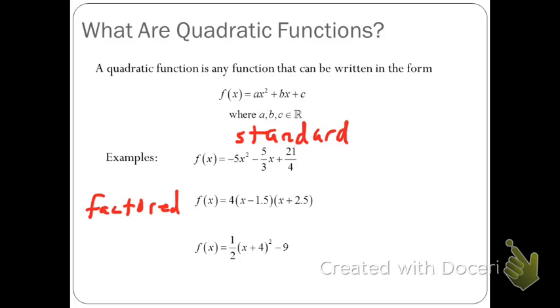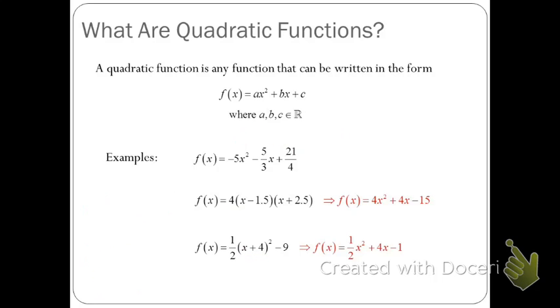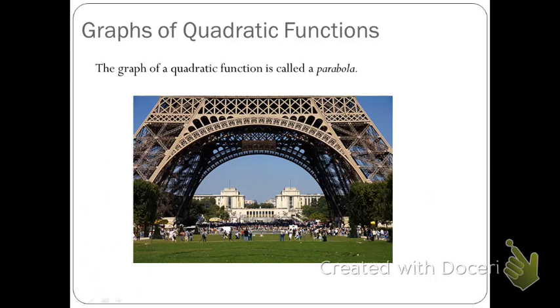And this third equation is also not written in standard form, it's written in turning point form. But even though those factored and turning point forms don't look like the standard form, if you follow order of operations, if you carry out the multiplication here, if you square and then follow order of operations there, you come up with these two equations that are in the form ax squared plus bx plus c. And so any function such as those that can be written in the form ax squared plus bx plus c is a quadratic function.